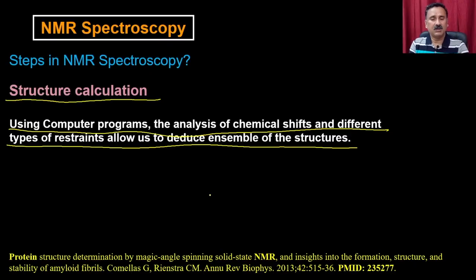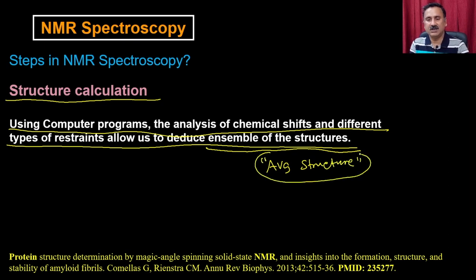So in the solution, some structures are going to be in one conformation, the other structures in a second conformation, and so on. That's why it is going to deduce an ensemble of the structures, which means it is going to give you an average structure of that particular protein at that particular moment, because the average structure may change if you change the conditions, and that's how it is used for studying the dynamics, right?